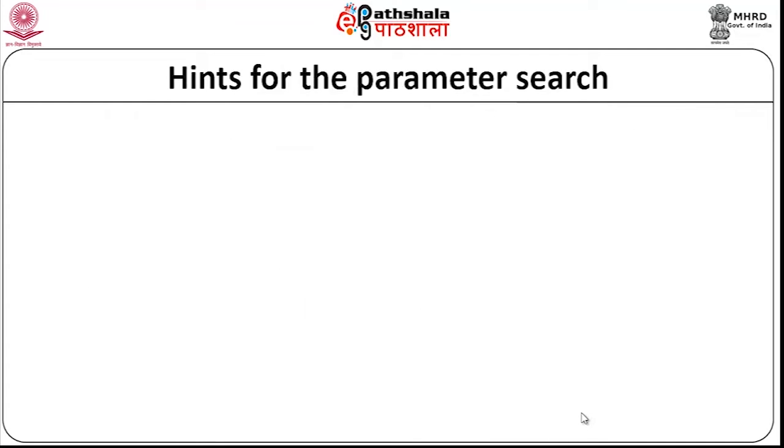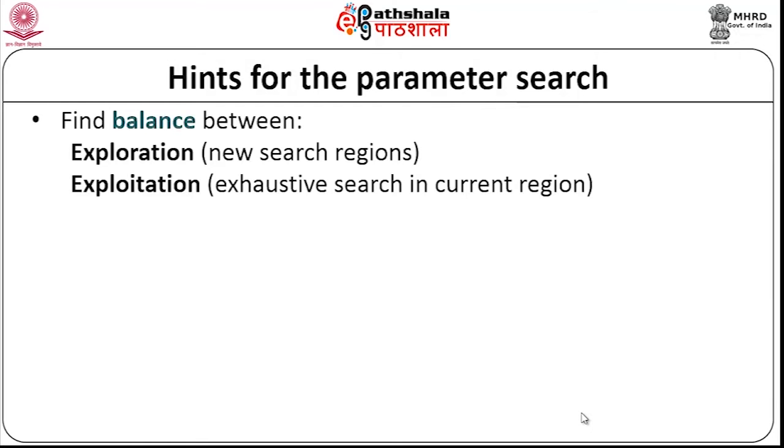Okay. So, what are the hints for parameter search? Basically you have to find a balance between exploration and exploitation. That is, I want to explore new search regions, that is called exploration, and exploitation is exhaustive search in the current region. So, in a genetic algorithm you can do both, that is you can explore, find new search regions, or you can exploit. You are selecting some parents, so you can try to select the parents in a small current search space, or try to find new individuals. So, that is exploration versus exploitation.